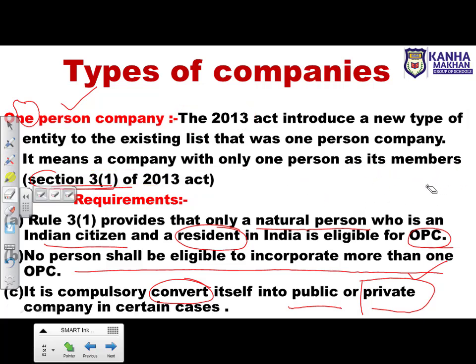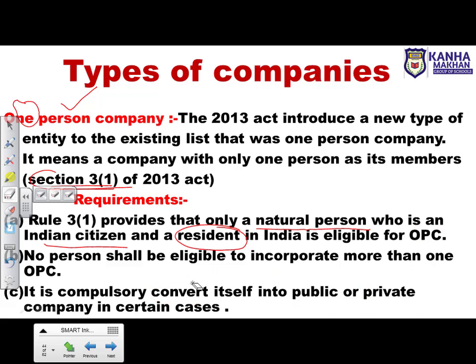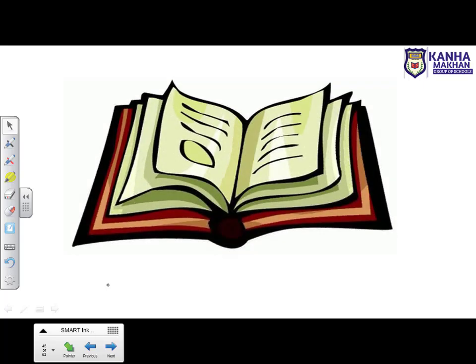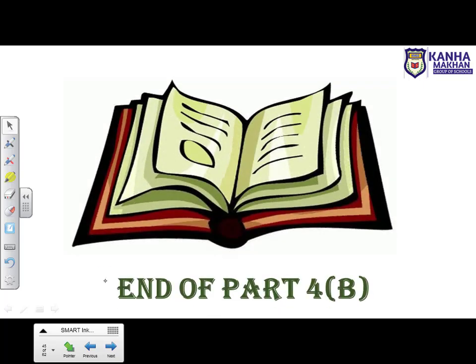So this is the new concept, this is the new type of company which is incorporated according to the Companies Act 2013, and it has been incorporated with a special provision of Section 3 of 2013. Did you understand? Okay, so let's move on with the next concept. So with this types of company, that is, Part B of the company, is completed. Okay, thank you class for watching this video very patiently.